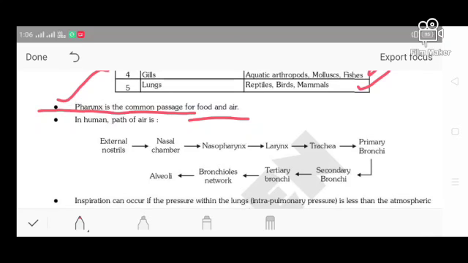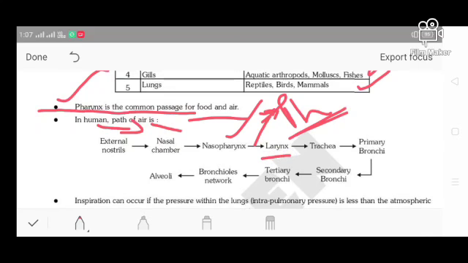And in the human, the pair of airs passes. Here is a schematic diagram of how the air goes through the nostrils or the nasal passage to the alveolar part of the lungs. So this is the general idea. This is first the external nostrils. We have one pair of external nostrils, then the nasal chamber, after that the nasopharynx. The nasopharynx is the anterior part of the pharynx, which is nearest to the nasal chamber. After that the pharynx, which is the passage for both air and food.